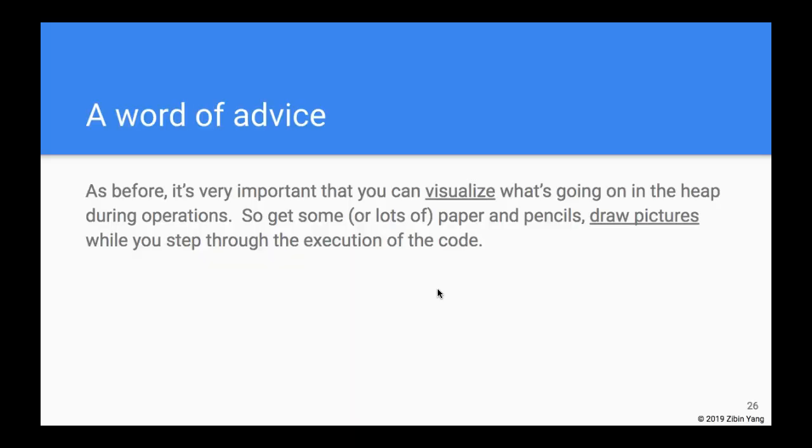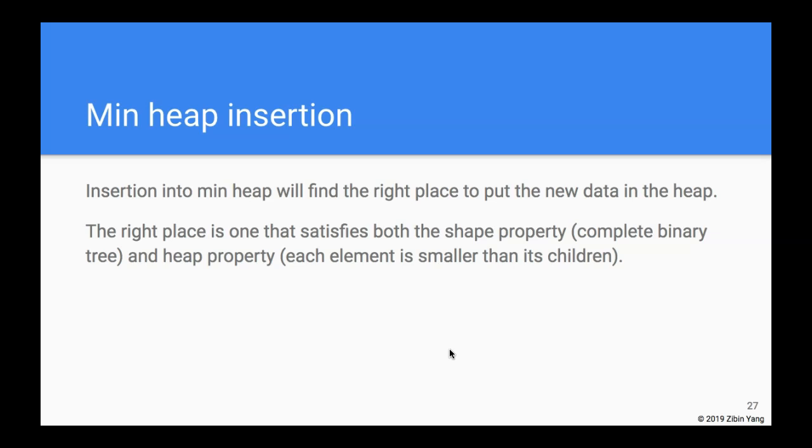Before we actually get into the implementation details, I want to say this, which I said before: in order to study any of these data structures, it's very important that you can see what's going on. And in order to see what's going on during any of the operations, it's important that you draw pictures. So get some paper and pencils, and as we step through how things work, draw pictures to help yourself visualize what's happening.